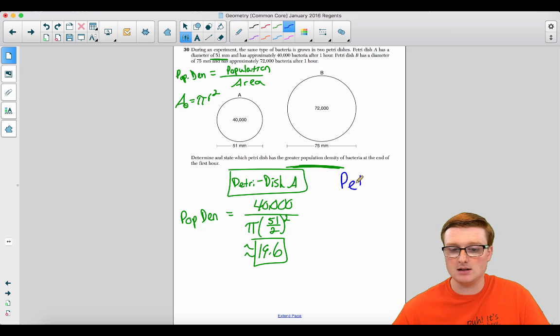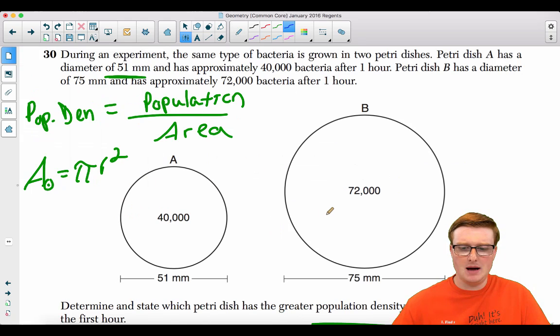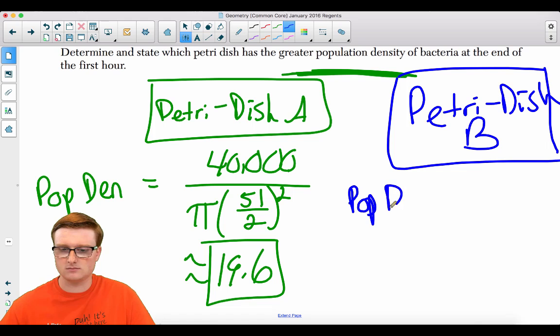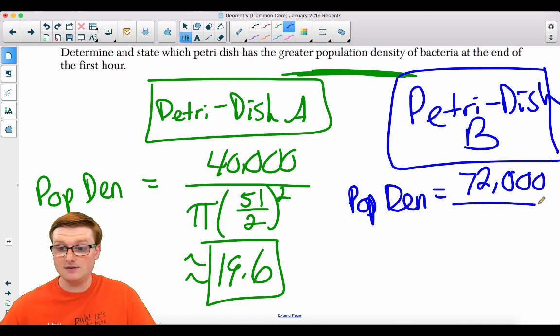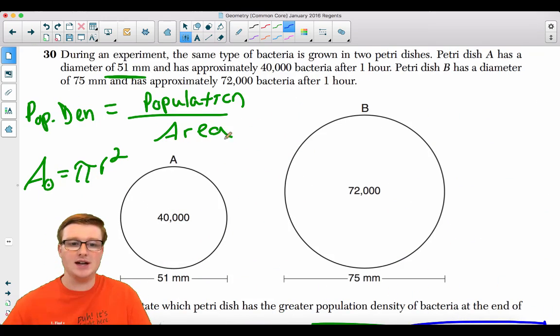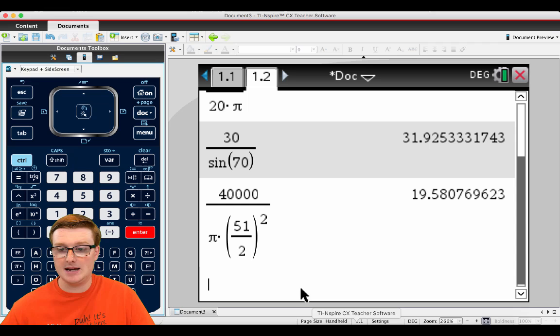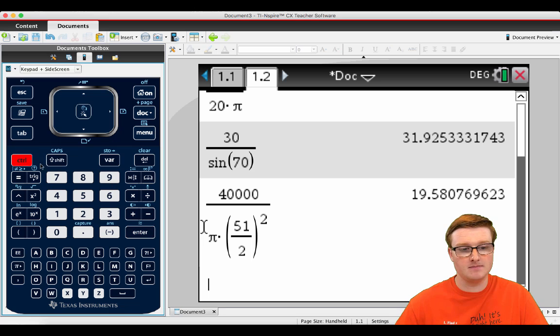Petri dish B. There's a lot of work for part 2, that's for sure. So the population density of this one is equal to 72,000 now, divided by pi. Now they tell us what the diameter is. The diameter is 75 millimeters. So it's 75 over 2 because we want the radius, and then you square it. So now I'm going to type that into my calculator, control division.